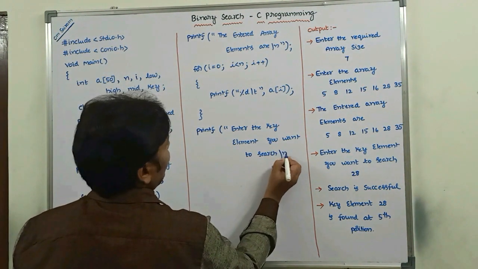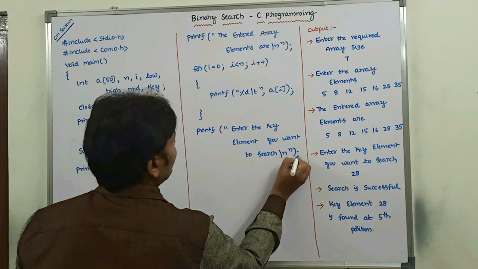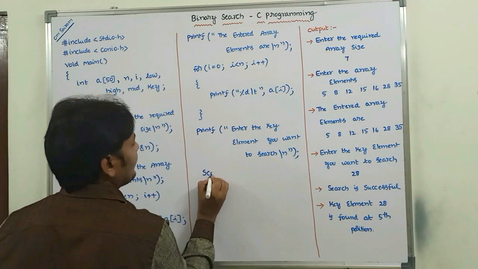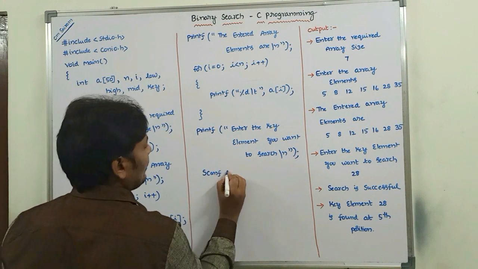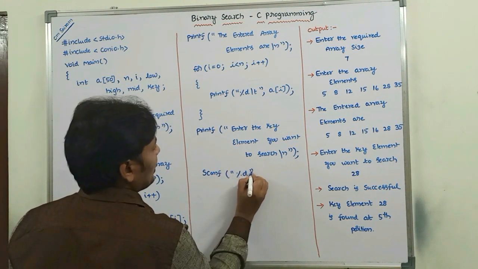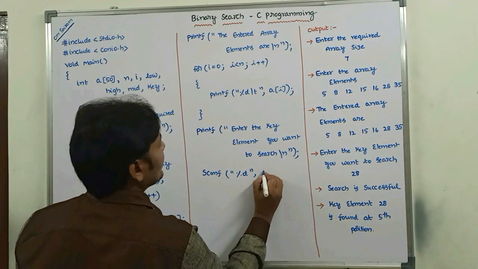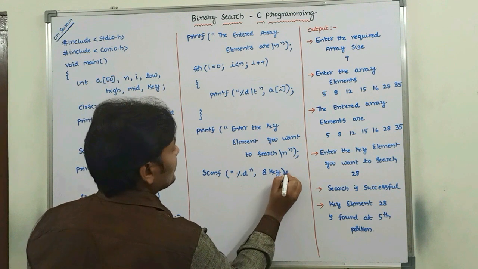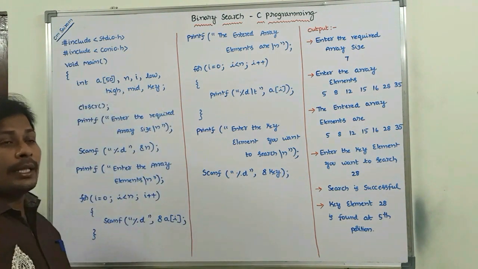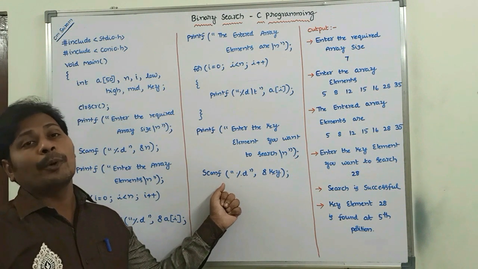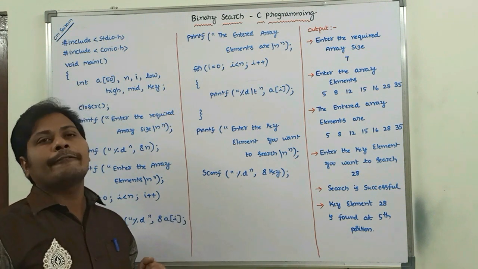So \n, double quotes and parenthesis close, semicolon. Next one, scanf("%d", &key). Whatever key element you want to search from the given array, that key element is read from the keyboard by using the scanf function.